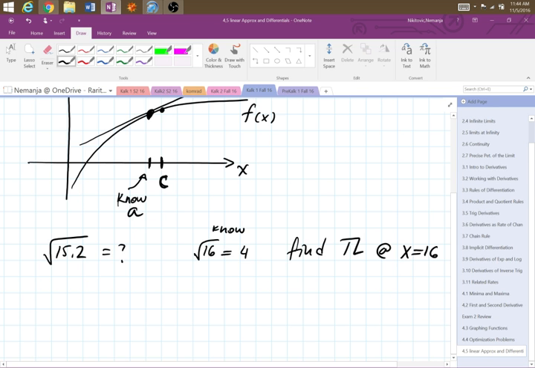So let's see. Tangent line. Well, what's the function? Function is clearly square root of x. That's the function because you are computing square root of a number. That's square root x. How do we find tangent line? Anyone? Thank you. We find the derivative.